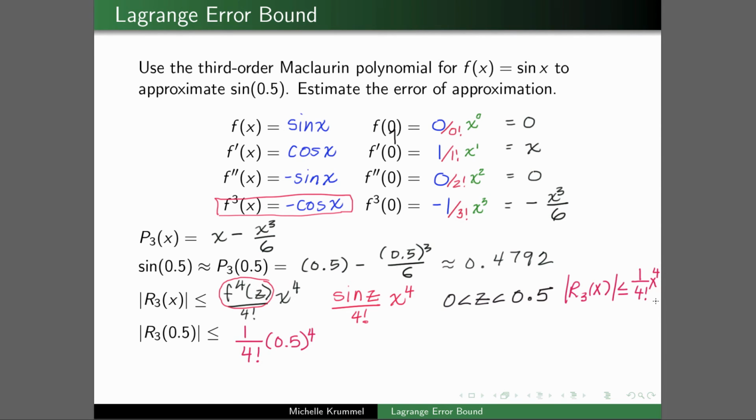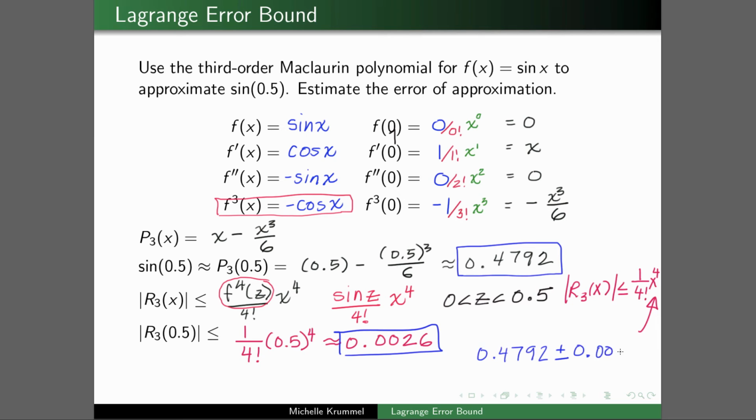We're just substituting in 0.5 in place of the x. And this gives us 0.0026. So that is the estimate for our error of approximation. We could go on to say that the sine of 0.5 is somewhere on the interval 0.4792 plus or minus our error, 0.0026, giving me a lower bound of 0.4766 and an upper bound 0.4818.